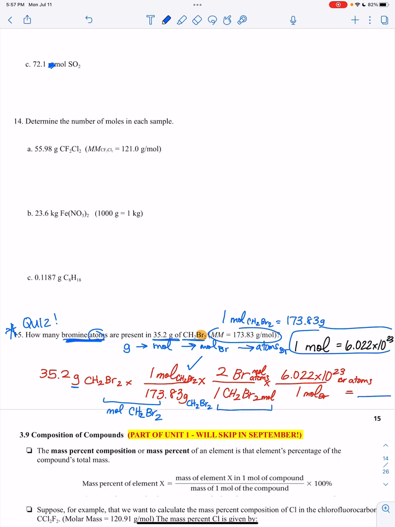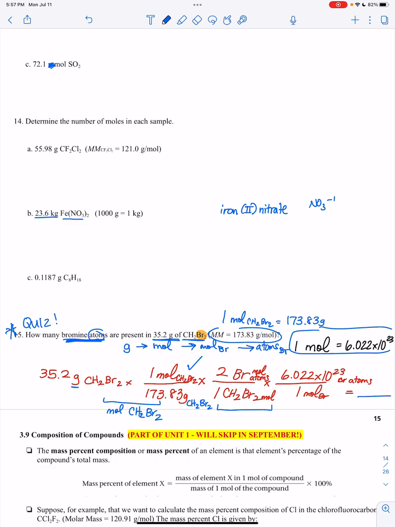Okay, and then let's do 1 of 14. I'm going to do B for fun. All right, so B, I'm going to actually calculate a molar mass. So for 14B, it says I have 23.6 kilograms of Fe(NO3)2. Don't forget how to name that. This is iron. It looks like each nitrate, don't forget that nitrate is -1, there are 2 of them. That means that iron must be Roman numeral 2. This is iron(II) nitrate.